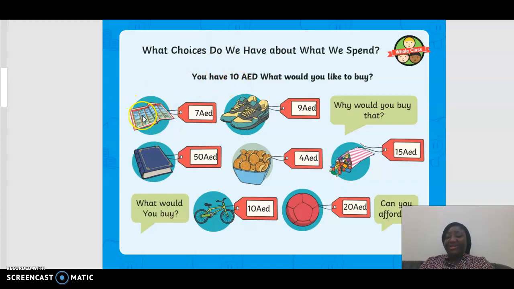If you buy the magazine, you'll be left with 3 dirhams. And the sneakers cost 9 dirhams. So that means you will not be able to buy the sneakers. If you buy the sneakers, which is 9 dirhams, you'll be left with 1 dirham. And 1 dirham will not be able to buy the magazine. So you have to decide which of the items to buy because remember, you've just got 10 dirhams.